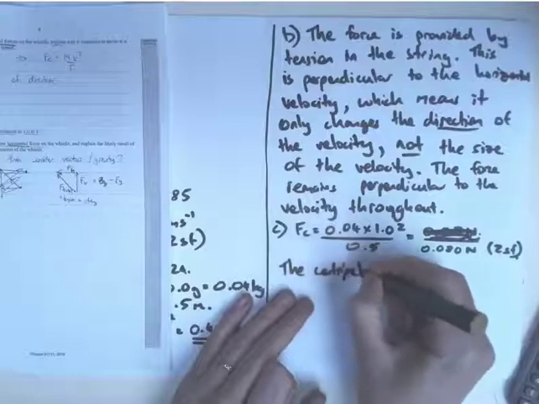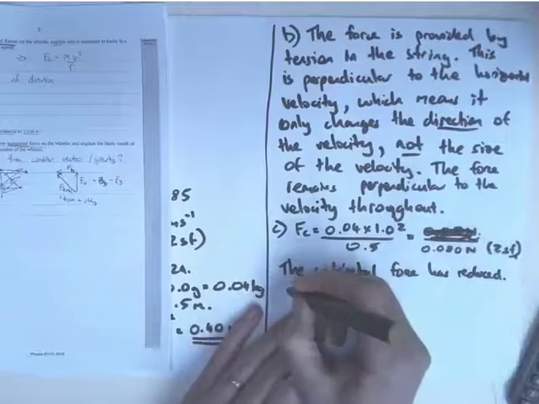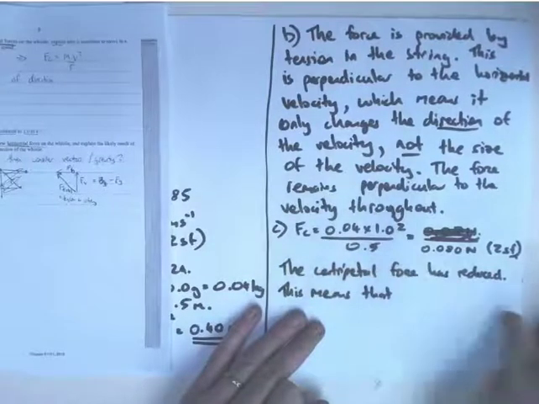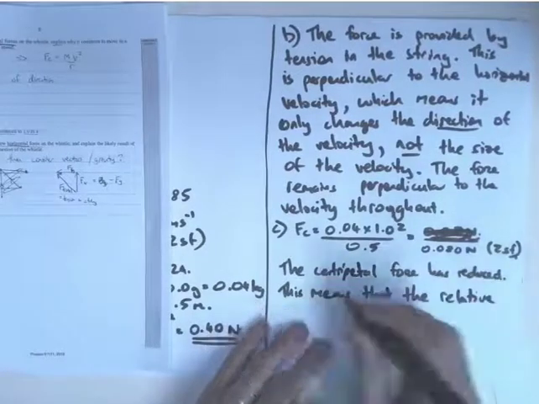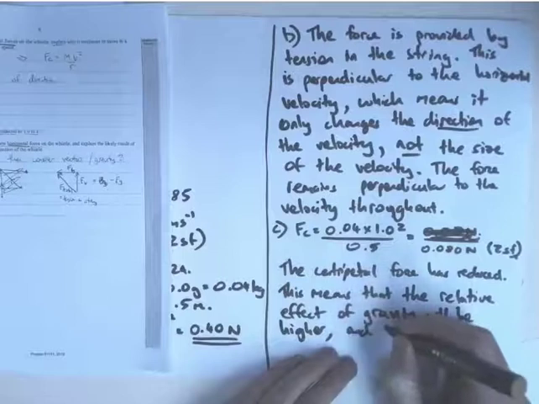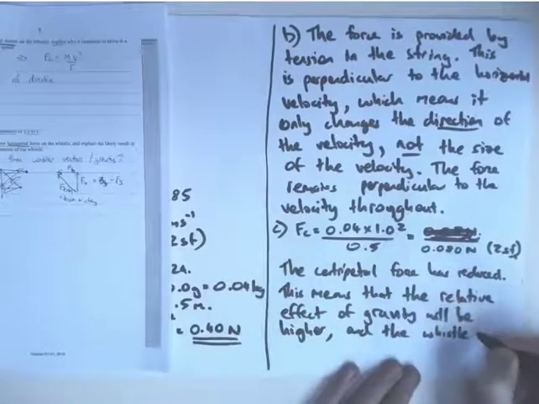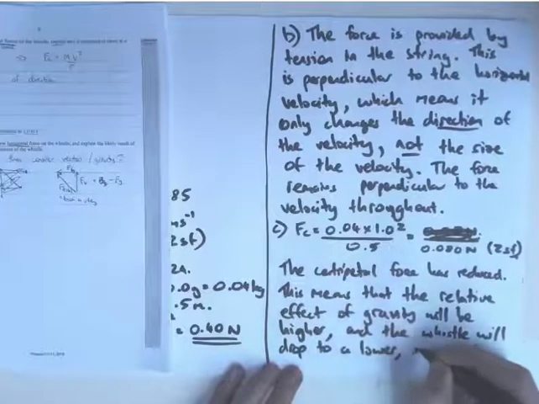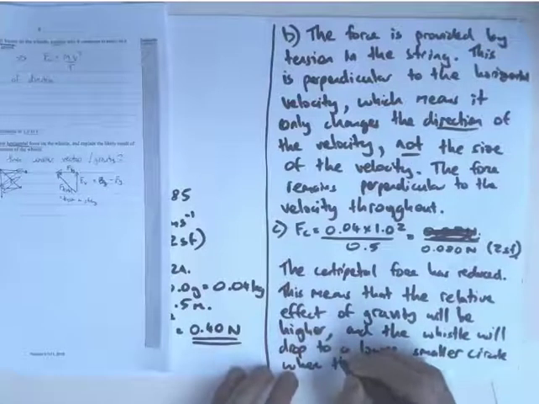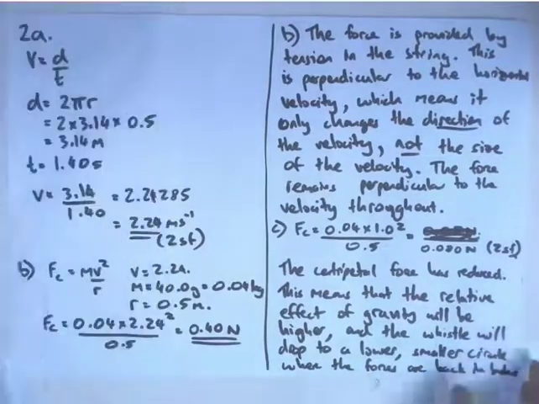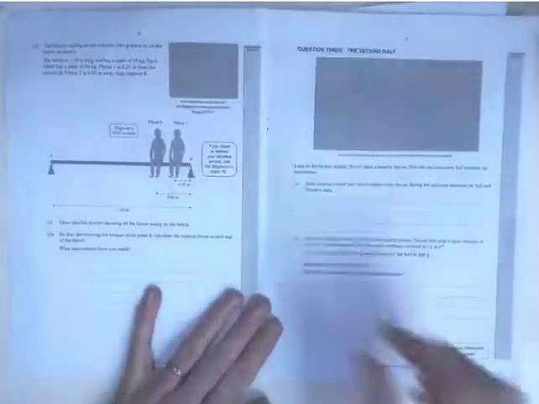The centripetal force has reduced, which means that the relative effect of gravity will be higher compared to the horizontal force, and the whistle will drop to a lower, smaller circle where these forces are back in balance. It would be possible to work this out using a vector diagram. They haven't asked you to do that, I don't think, and you could even go further and look at torque and equilibrium, but again I don't think they've asked you to do that. So a qualitative answer.